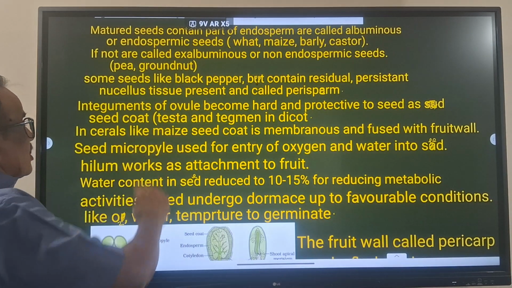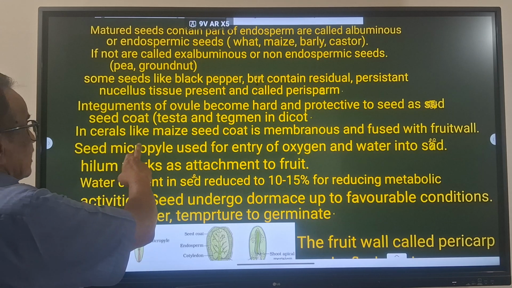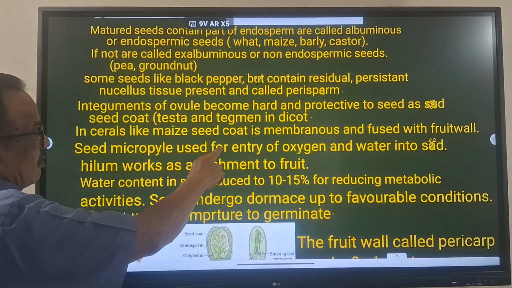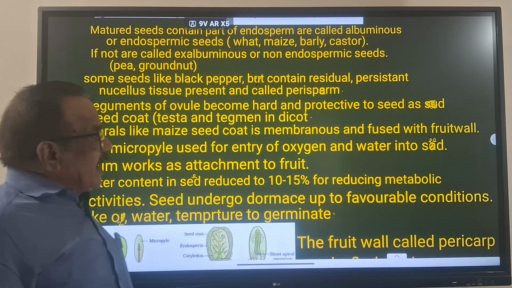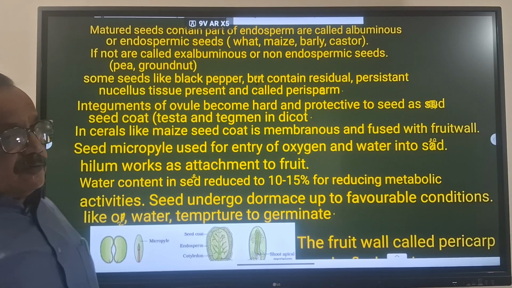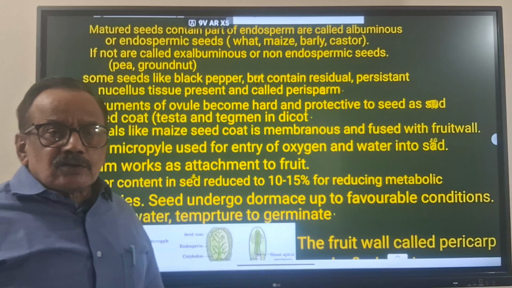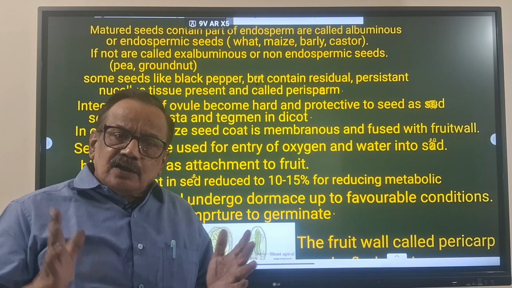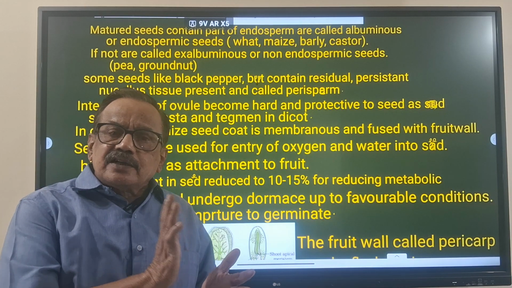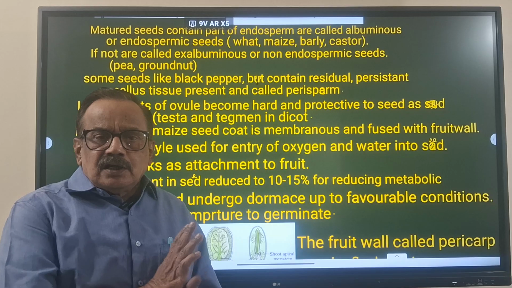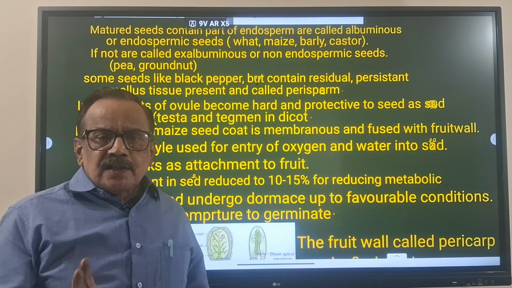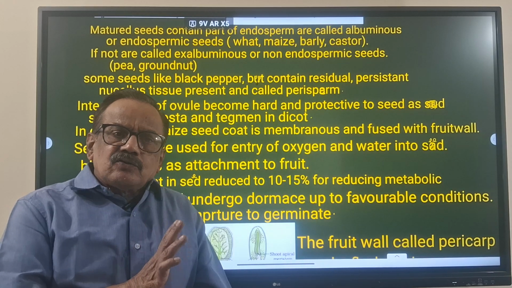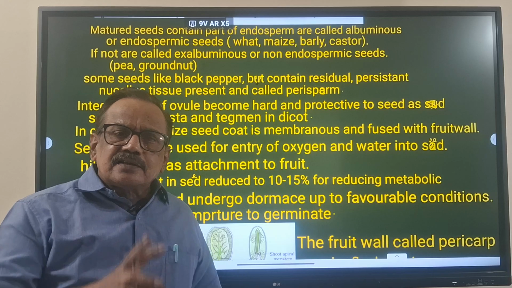So it is membranous. In cereals like maize, the seed coat is membranous and fused with the fruit wall. There is no difference between them; the seed coat is attached to the fruit wall, and it is membranous. A membranous seed coat is present in cereals.